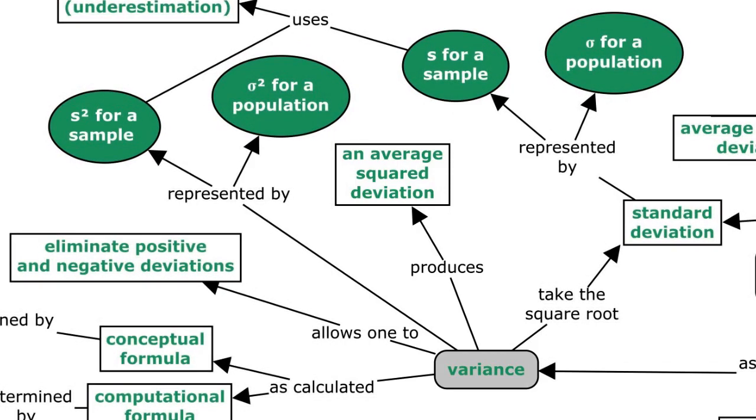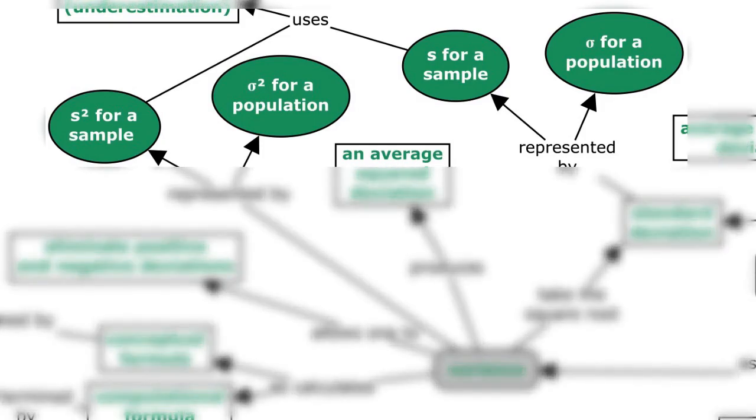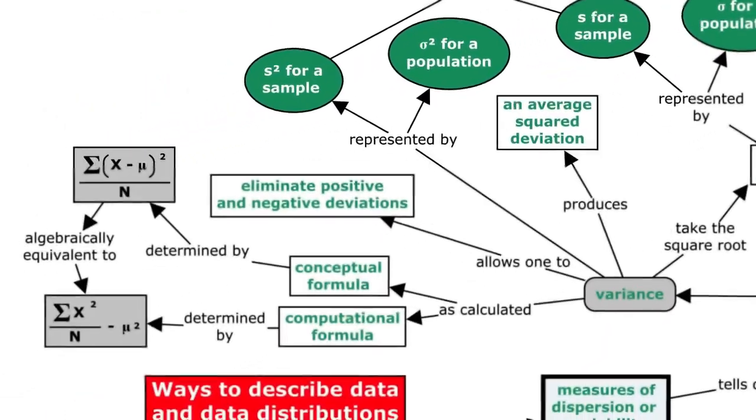Just as we use special notation to calculate the mean, we have special notation for calculating standard deviations and variance. These are represented in the oval nodes that I have in my concept map. Starting with s squared for sample, this is how we would represent the variance for a sample. If you're dealing with a population, we would use Greek letters. In this case, it's sigma squared for the variance of a population. For the standard deviation of a sample, we would use the letter S. And the standard deviation for a population is denoted by sigma.